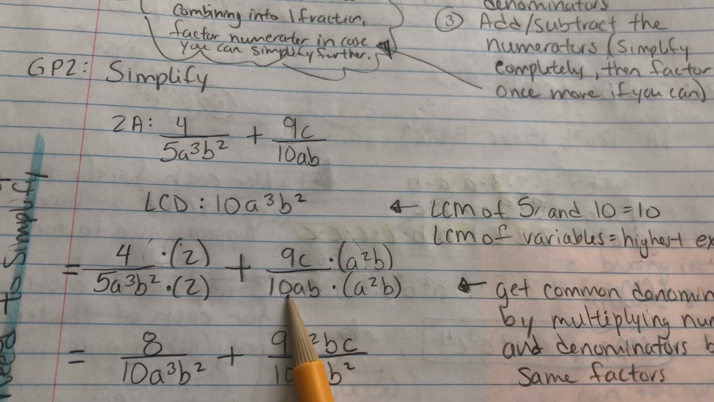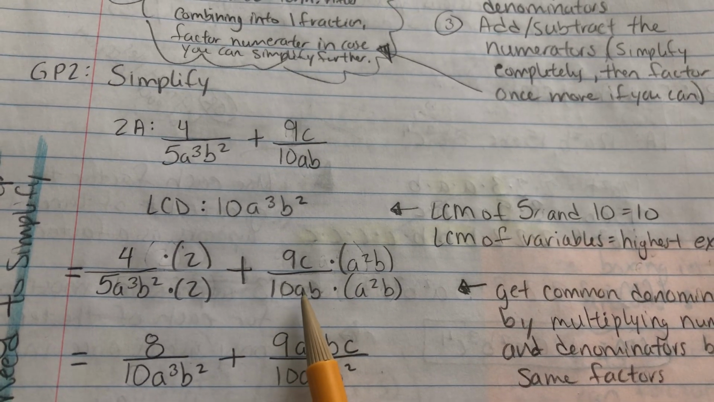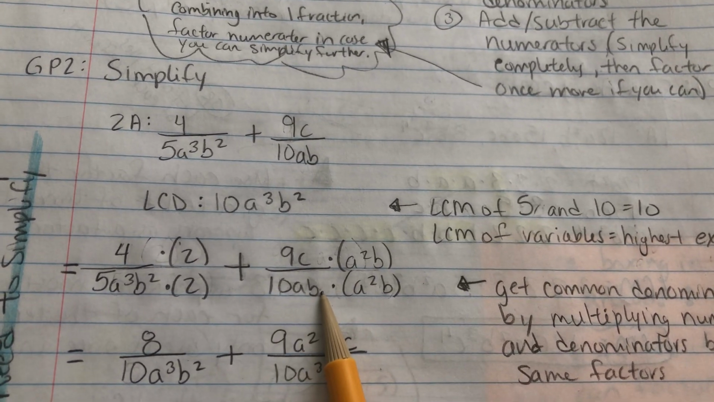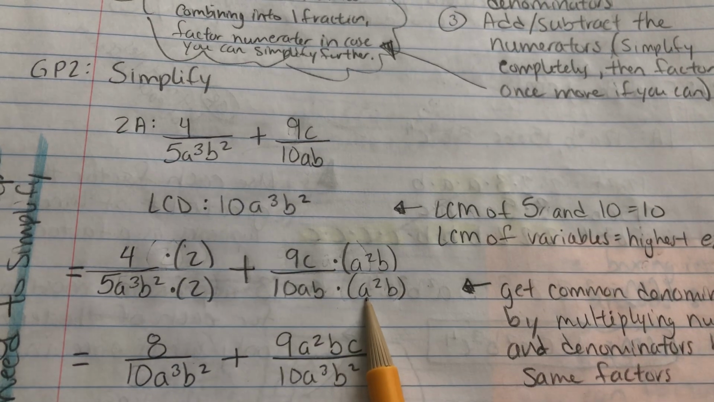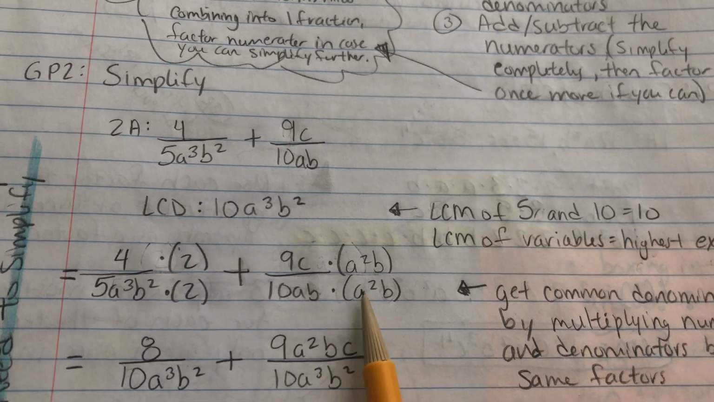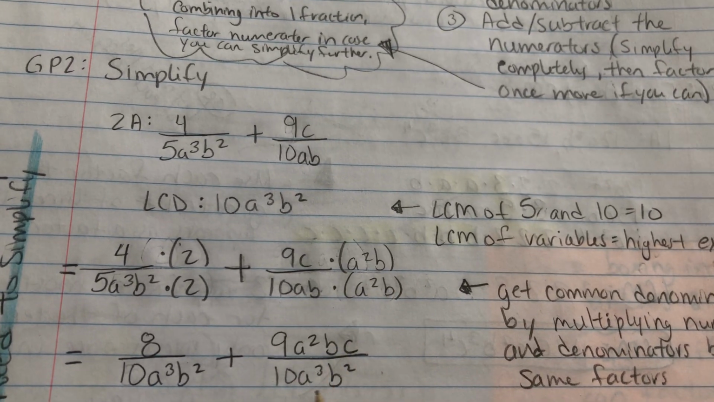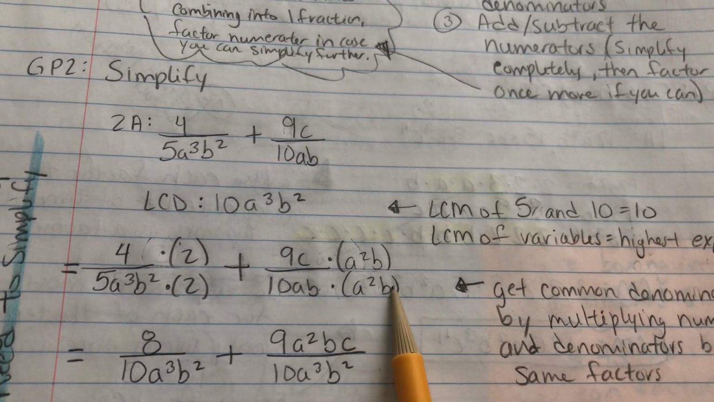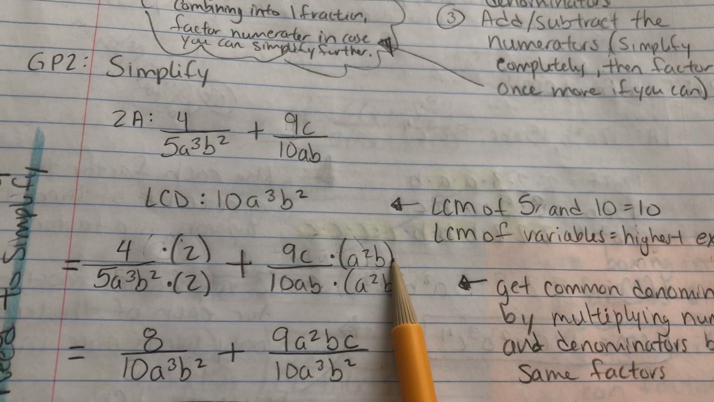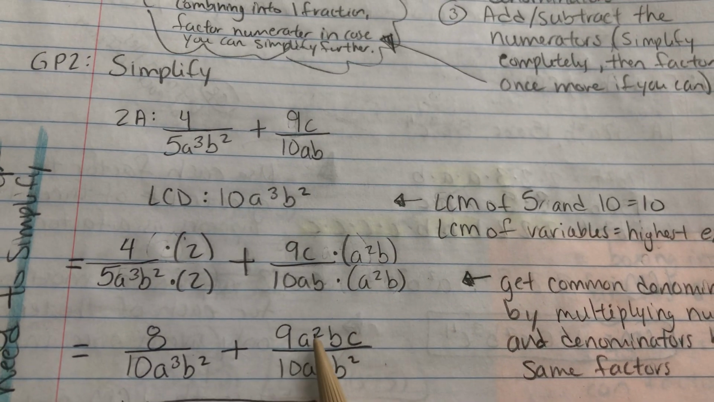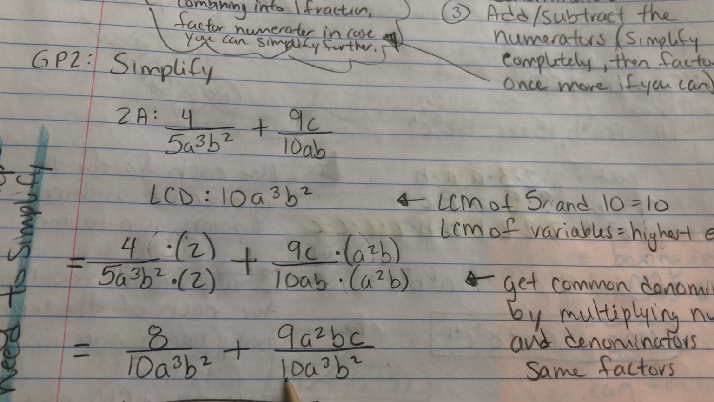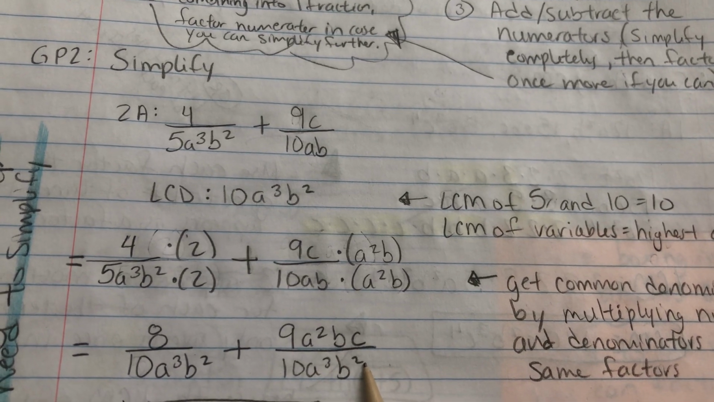Same idea with the second fraction. This one, the 10's good, but we're missing some exponents here with our a and our b. So if I multiply by an a squared, that would change my a to a cubed. And if I multiply by b, that would change my b to b squared. What I do to the denominator, I have to do to the numerator. So 9a squared bc over 10a cubed b squared.